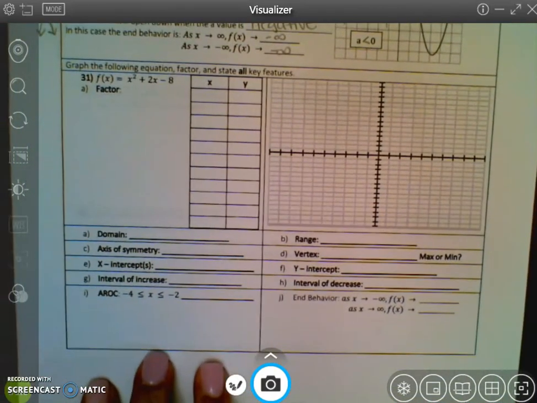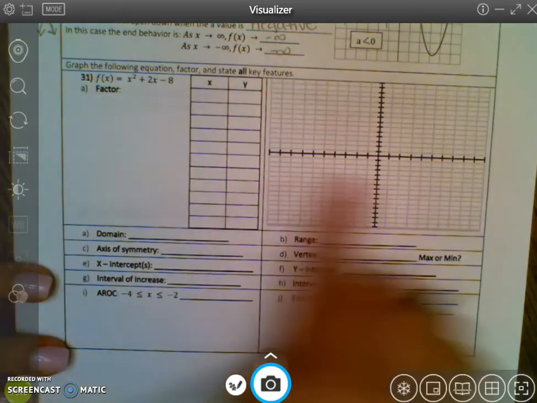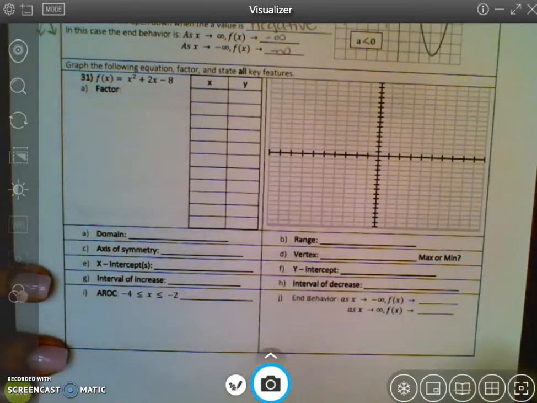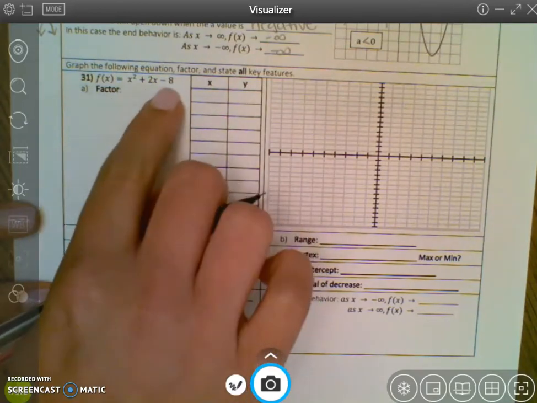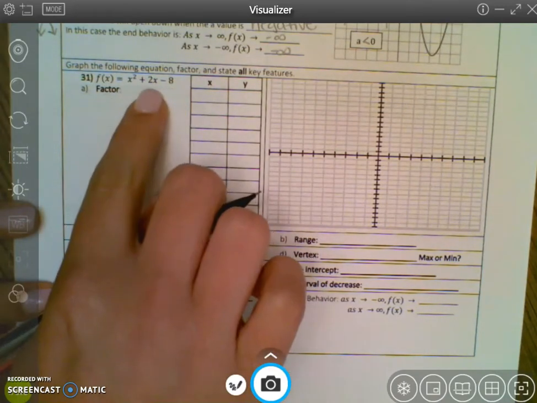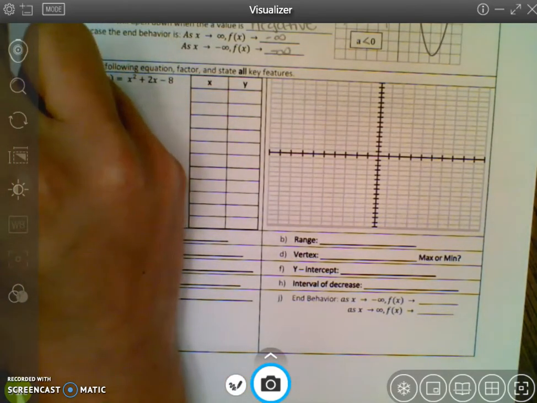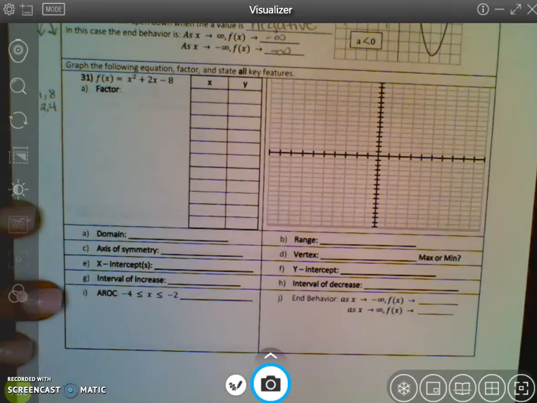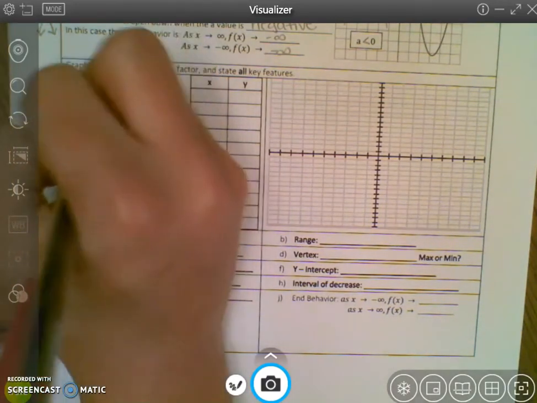Make it straight for you. Okay, number 31, it says factor, and then we'll use a table and answer these questions. So let's just factor it first. If I factor it, I have to multiply to -8, but add to 2. So let's see, 1 and 8, 2 and 4. Only these will make a 2 out of them.